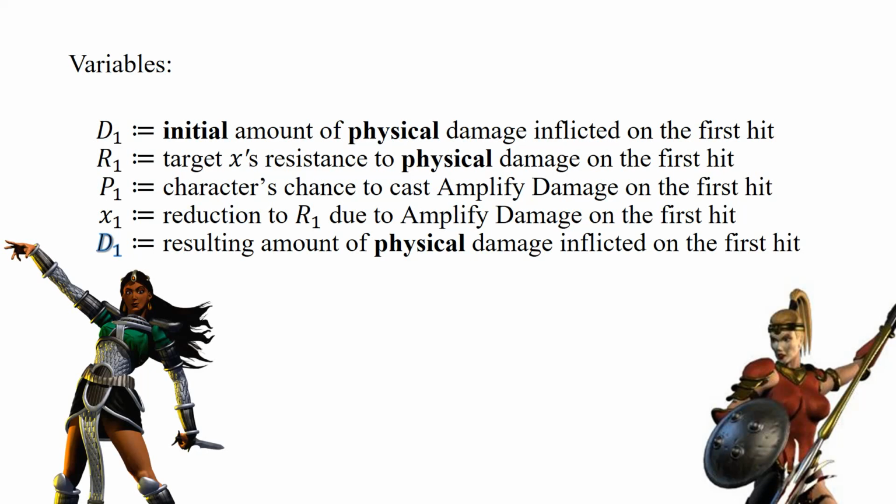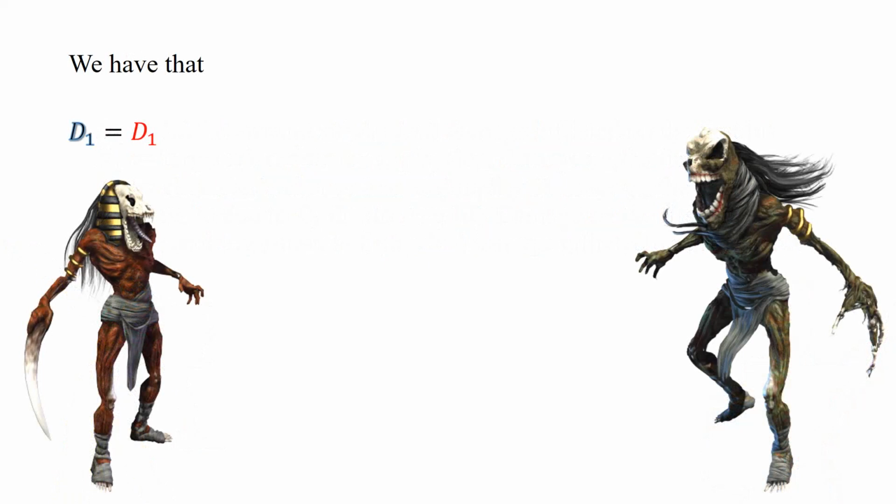All right, so how do we calculate the resulting physical damage on the first hit? Well, we know it's going to involve the unmitigated physical damage dealt on that first hit that you would calculate from a D2 damage calculator. We'd multiply it by 1 minus the resistance on the first hit of the target normally. But since amplified damage may or may not have triggered, we'd have to subtract from the resistance of the target to physical damage on that first hit the amount of that physical resistance for the target that was reduced on the first hit by amplified damage. That's the X1, right? So we're going to multiply it by 1 minus, in parentheses, R1 minus X1.